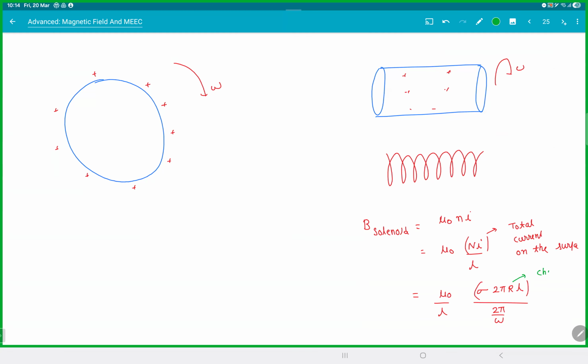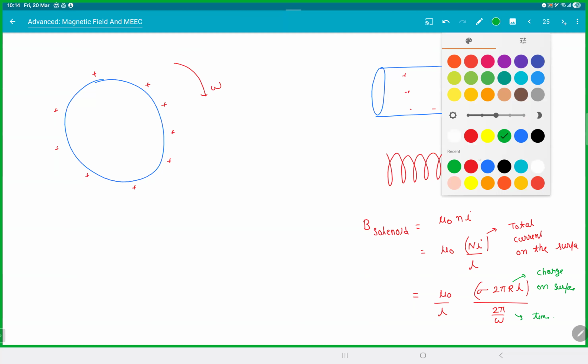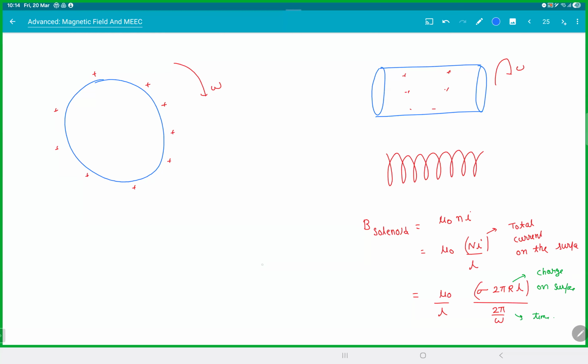This is your charge on surface. This is your time. Isn't it? That's how we find the current, right? Charge by time is this thing, at that instant. So you can take a small thing and you'll get the same answer. So the magnetic field turns out to be: L will cancel, 2 pi will cancel, mu naught sigma omega R. Not a bad answer. This is the magnetic field as a function of omega.